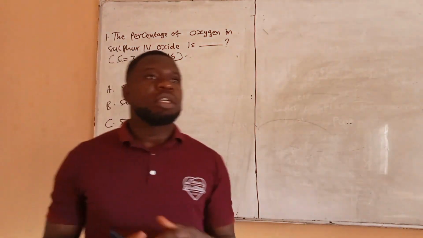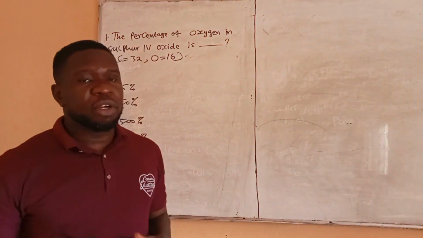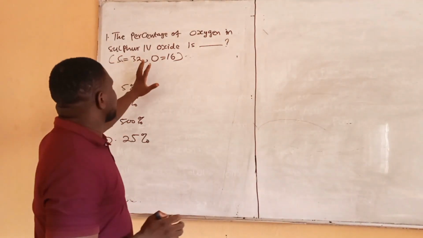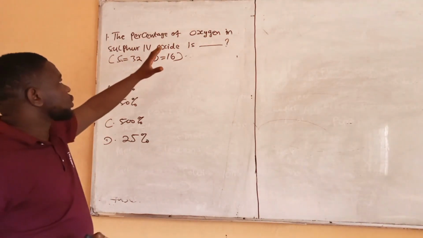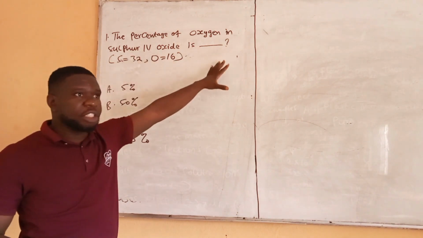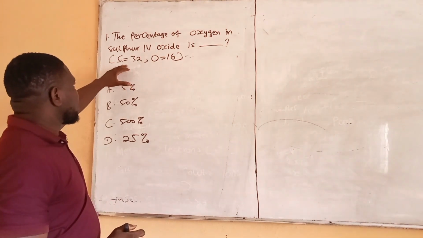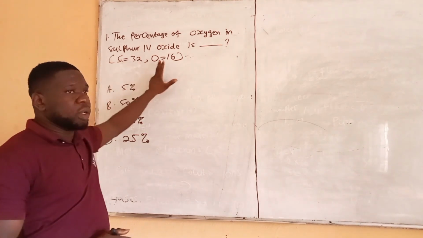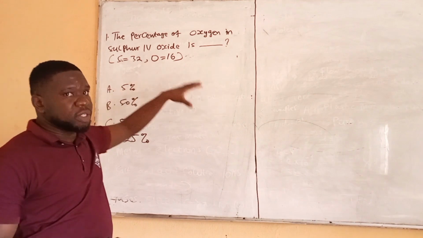Hi viewers, in today's video we are going to be solving this question. The question says the percentage of oxygen in sulfur(IV) oxide is dash, and here we have a hint: S, which is sulfur, is 32 and O, which is oxygen, is 16.